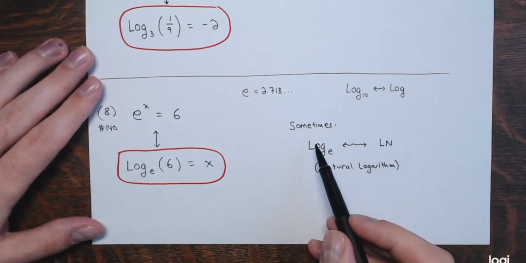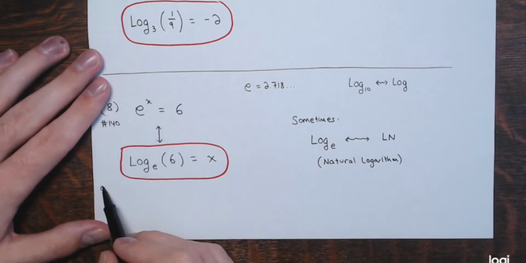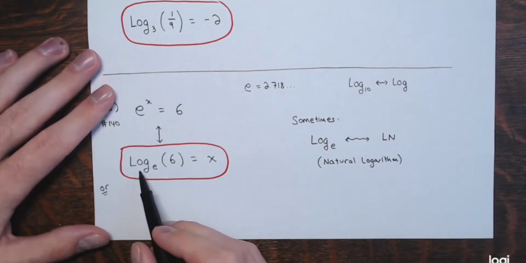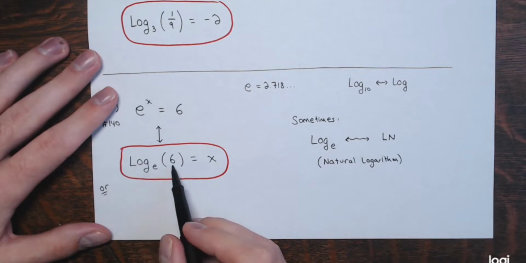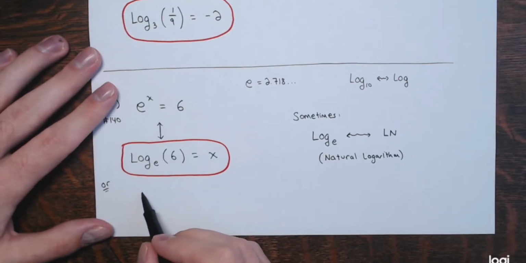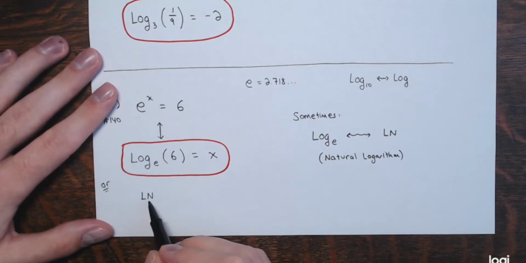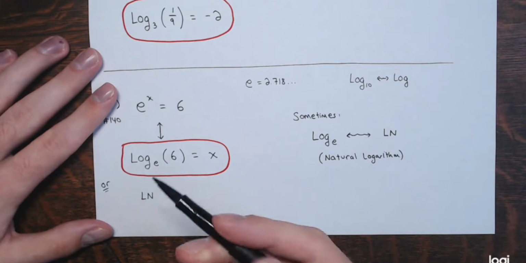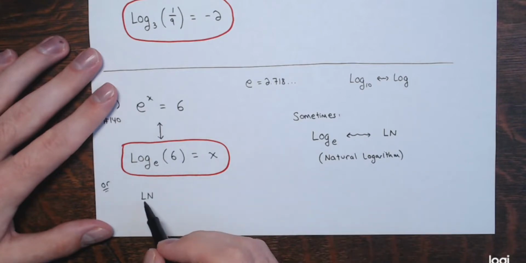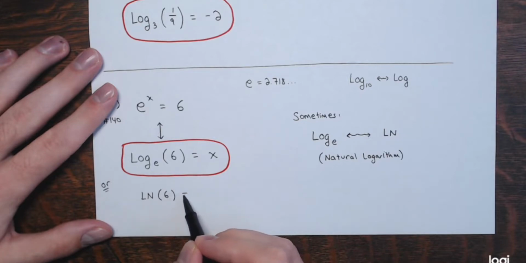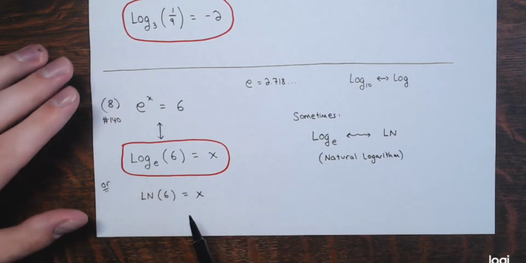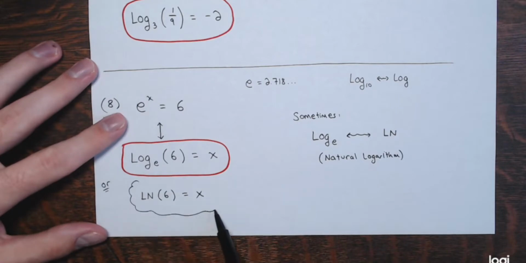Okay, so another way I could have written this, instead of log base e of 6 equals x, I could have written ln, the logarithm natural, right? Some French stuff. I apologize to French speakers out there, that was probably terrible. ln of 6 equals x, this means exactly the same thing. Right? This is totally valid.